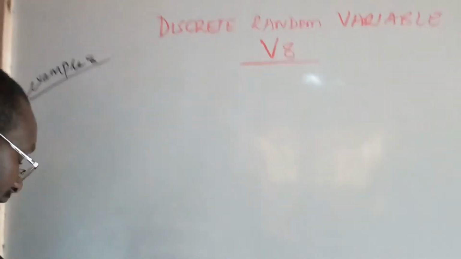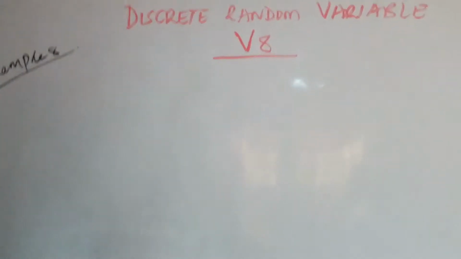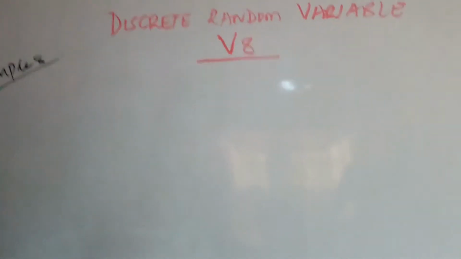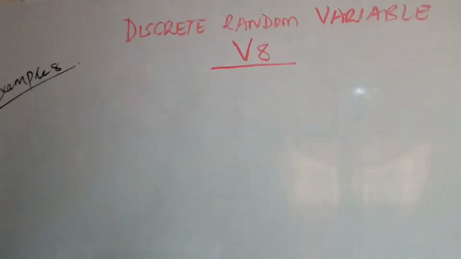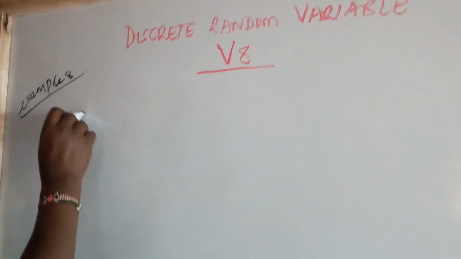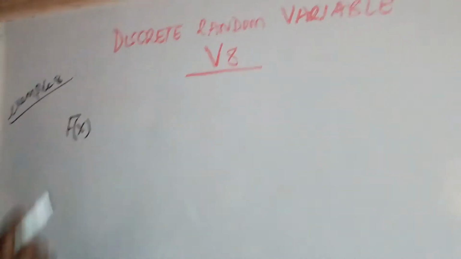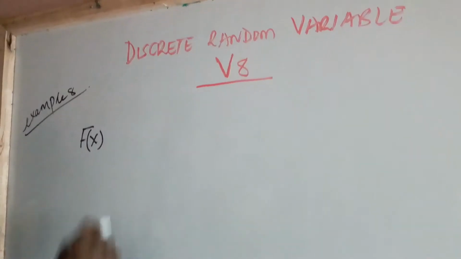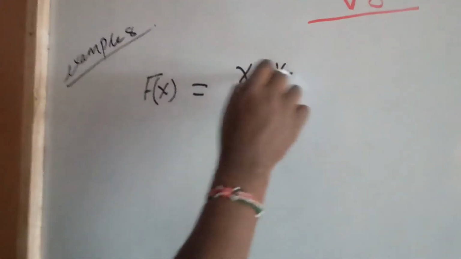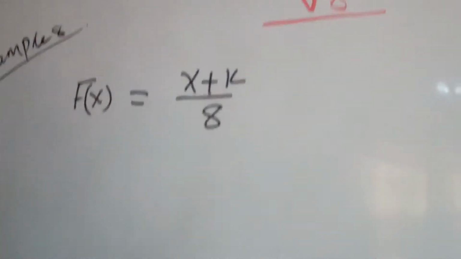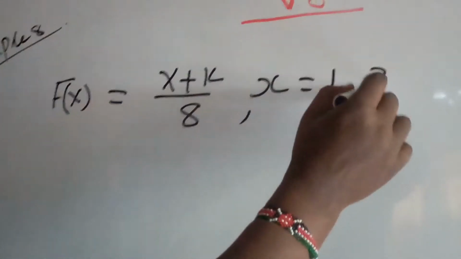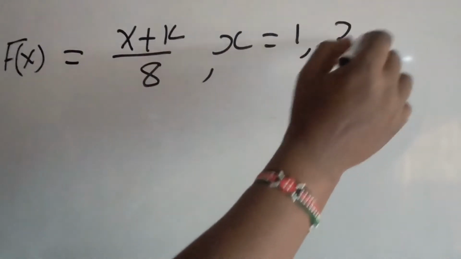In example 8 on page 157, we are told that the discrete random variable X has a cumulative distribution function F(x) defined by (x + k)/8, and we are also told that x is equal to 1, 2, and 3.